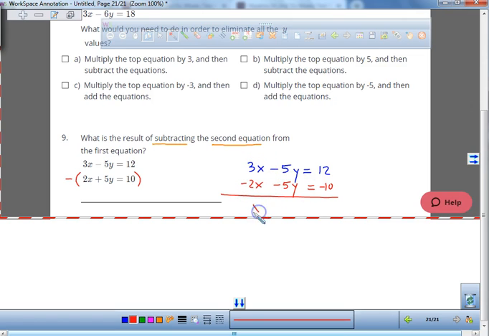3x minus 2x is x. Negative 5 minus 5 more is negative 10. And 12 minus 10 is 2. So I'm letting you guys know, do not put any extra spaces for this answer. If I was typing it in as a student, I would type in the letter x. I wouldn't capitalize it. I just do a regular x. Then I would use the subtraction.